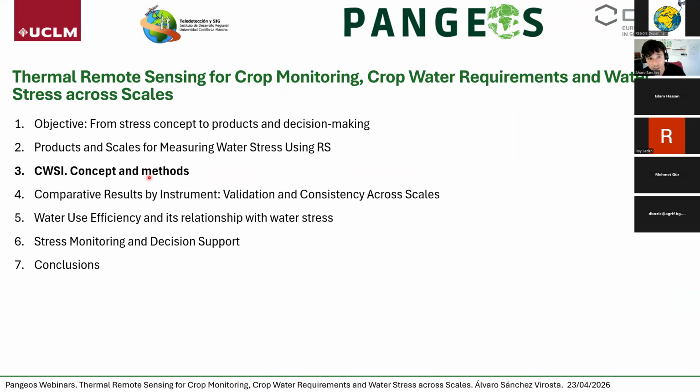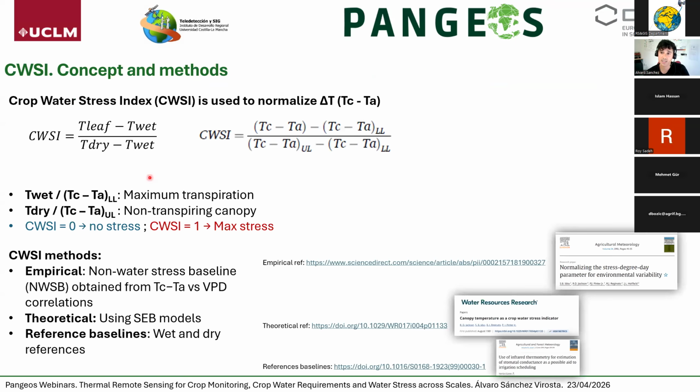So let's move to the crop water stress index, its concept and the different methods. The crop water stress index is used to normalize the delta T. The delta T is the difference between canopy temperature and air temperature. Of course, if we just measure canopy temperature, it will depend on the air temperature. And using just delta T would be good enough if the VPD is constant, if the dates have the same VPD and the same air temperature. But of course, this changes a lot. That's why we need to normalize this delta T with the crop water stress index. There are different ways to calculate the crop water stress index. I will talk today about two that I have used a lot.